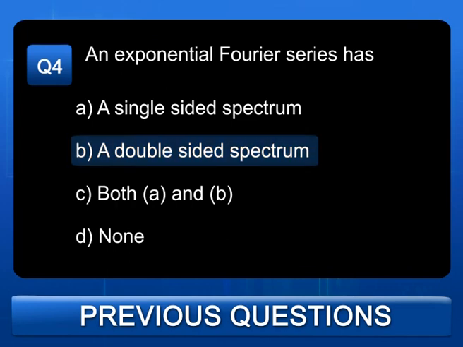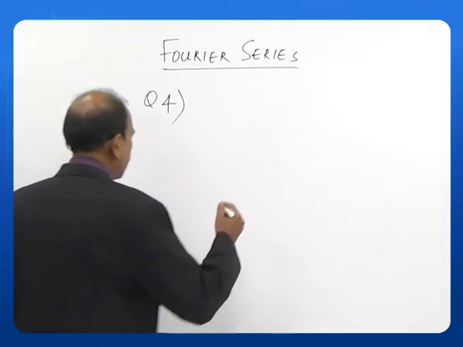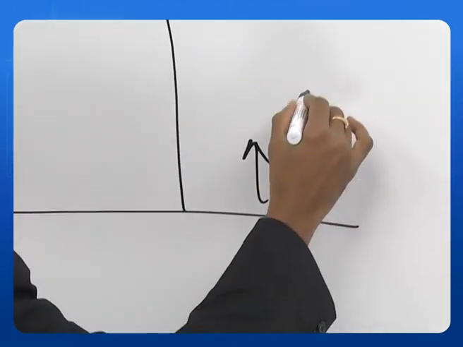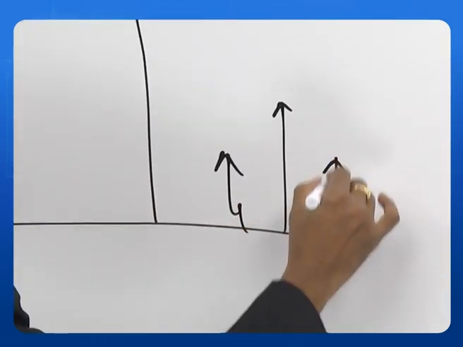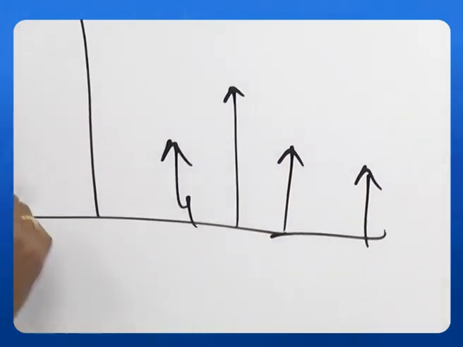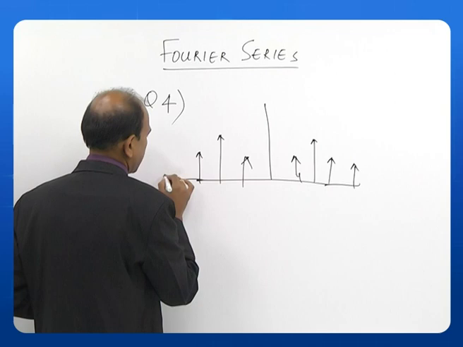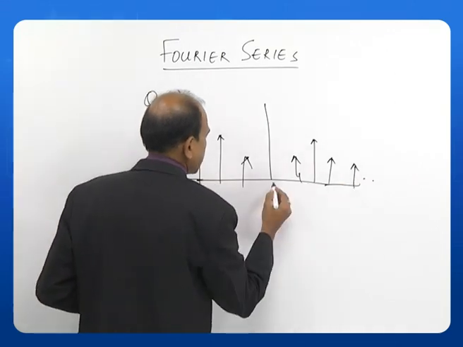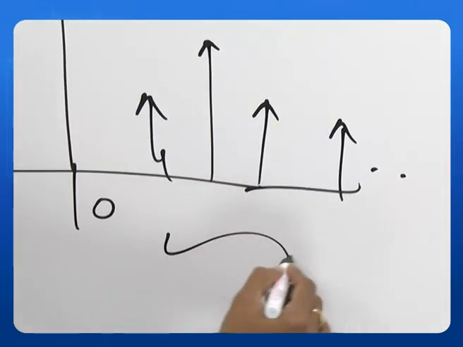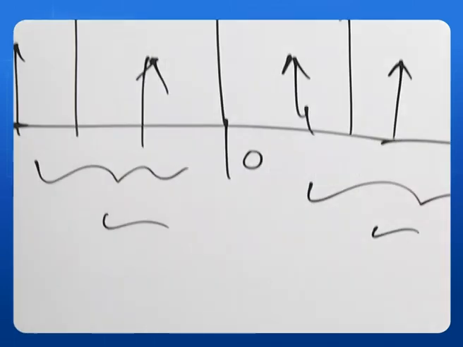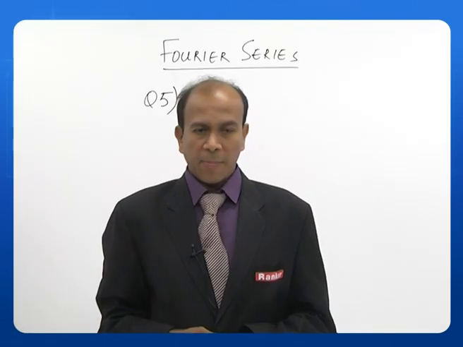Let us see this on the board. Okay, so double-sided spectrum means what? A spectrum exists on both sides. Okay, so it will also be existing here. Okay, as it is existing on this side and also this side, this is called a double-sided spectrum. The question number 5 is as follows.